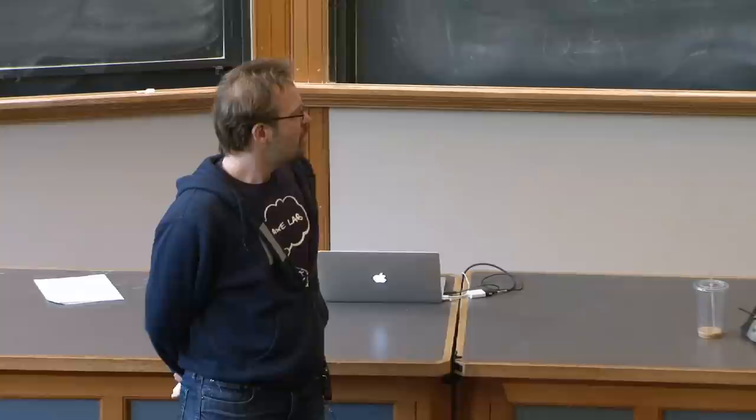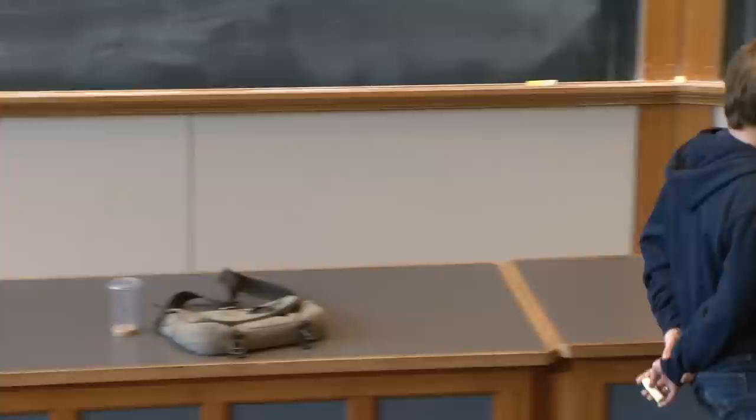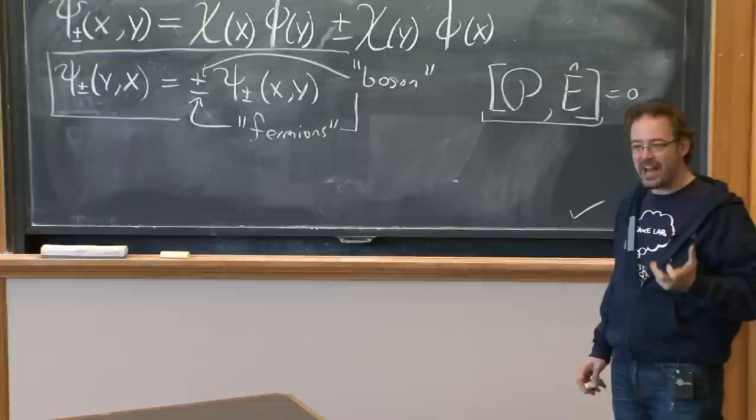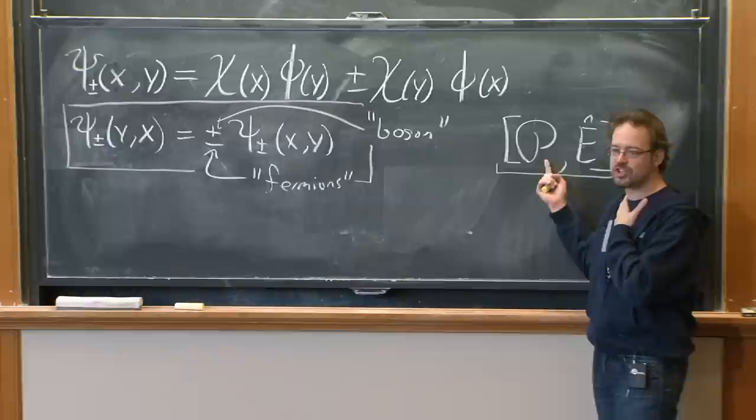Well, you said a couple of things, so let me answer the first part. The first part of your question is, why did it have to be plus or minus one? Why couldn't it have been an arbitrary phase? The reason is that if you do this exchange operation twice for two particles, you get back the same thing. And that's what I mean by saying I have identical particles.